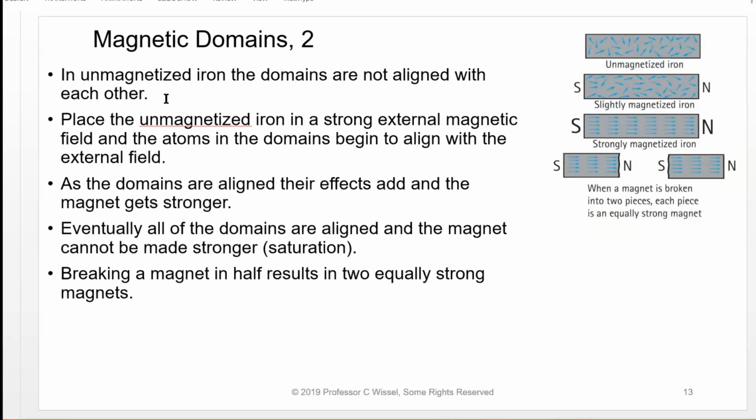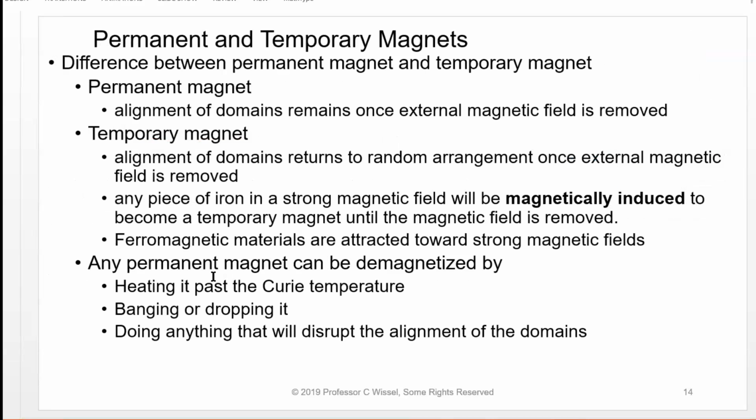In unmagnetized iron, the domains are not aligned with each other. If you place the unmagnetized iron in a strong external magnetic field, then the atoms and the domains will begin to align with the external field. As the atoms are aligned, their effects add, and the magnet gets stronger. Eventually, all the domains are aligned and the magnet cannot be made stronger. That's saturation. If it's left there long enough and develops a permanent magnetic moment, in other words all the domains align, you wind up with a permanent magnet. Now, if you break a magnet in half, it results in 2 equally strong magnets, each with a north and a south pole.